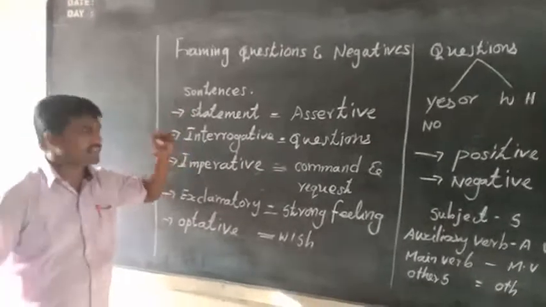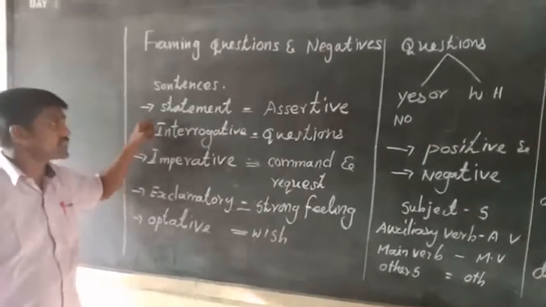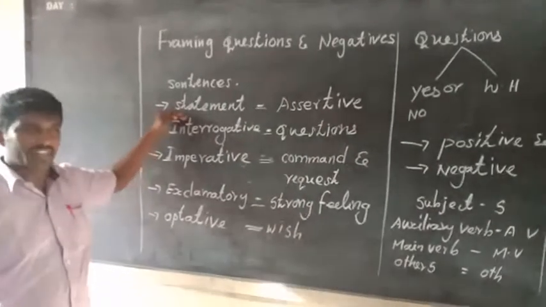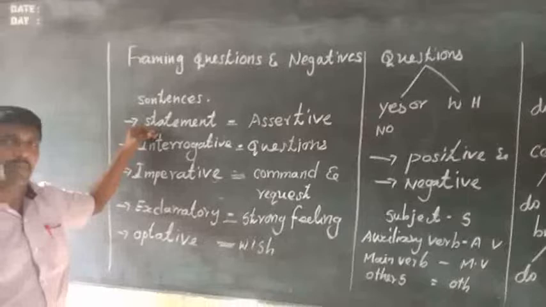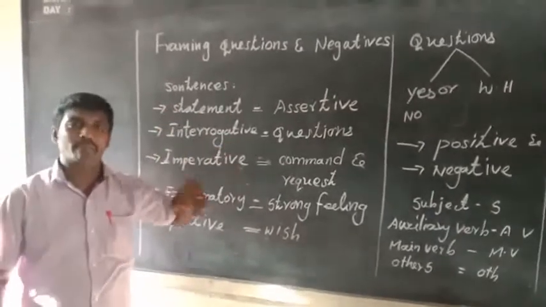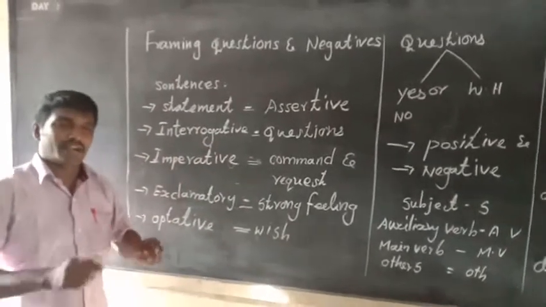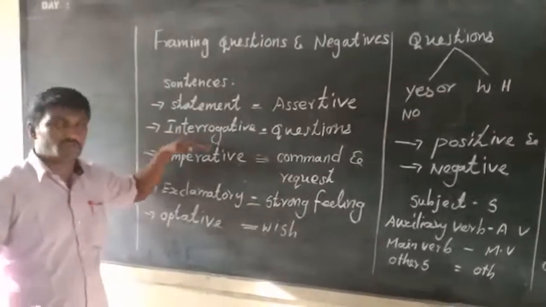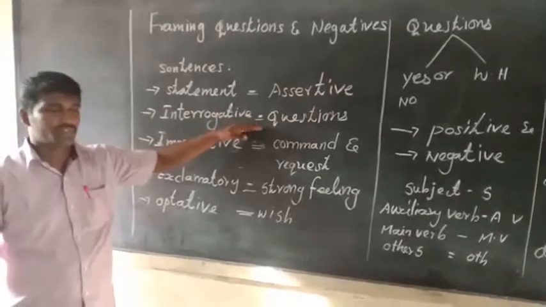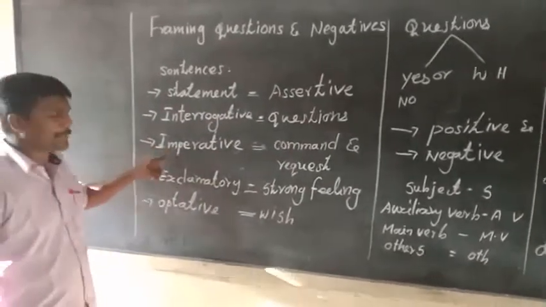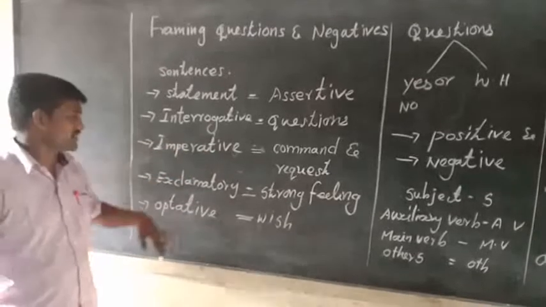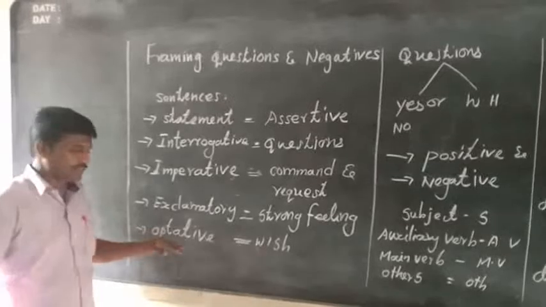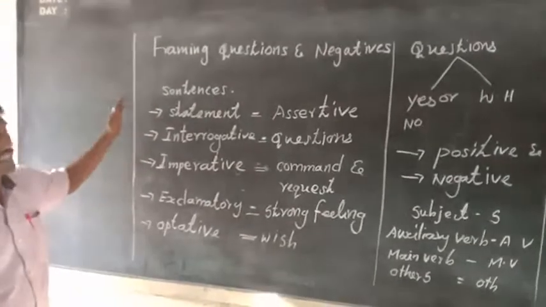The sentence can be divided into 5 types. The first one, statement, that is called assertive. The statement starts with the subject and at the end of the sentence gives a complete sense of meaning. There is a subject and predicate, that means main verb, and the sentence is complete, giving a sense of meaning, that is called statement. Then another one, interrogative, that is called questions. Then imperative, it means command and request. Exclamatory, strong feeling or emotion. Optative, that means wish. There are 5 sentence types in English.